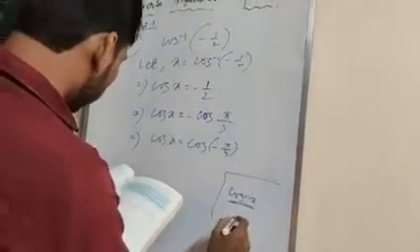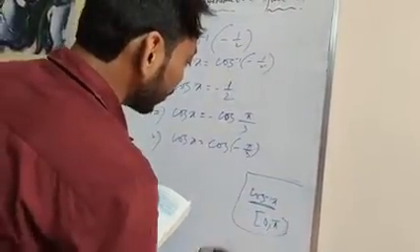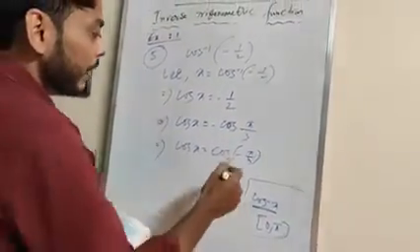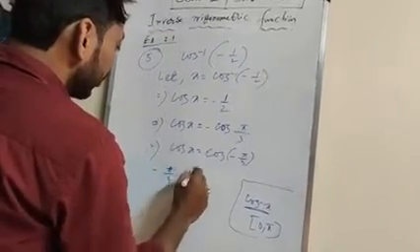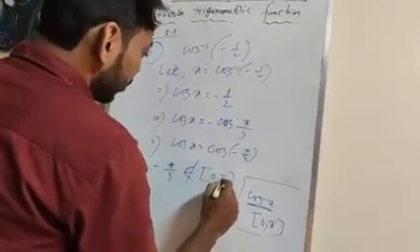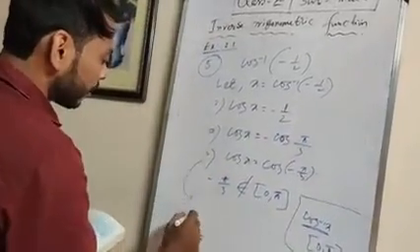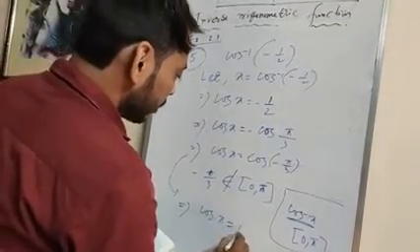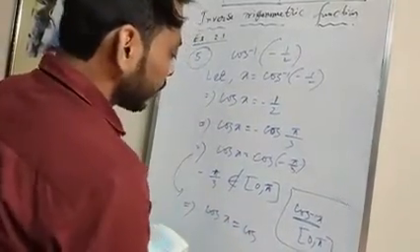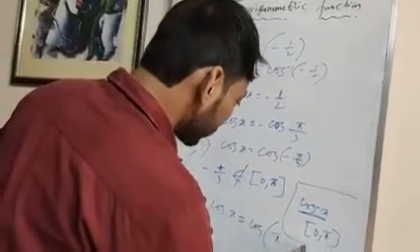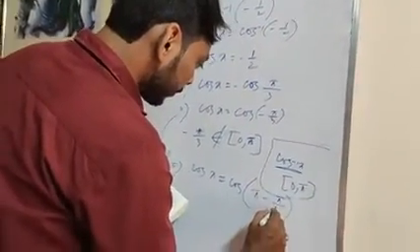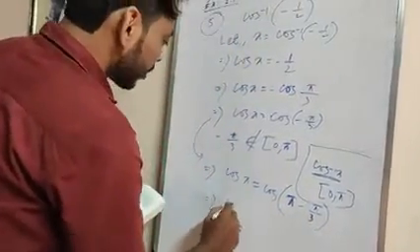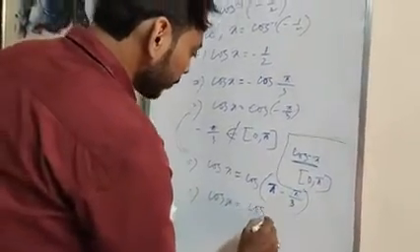the range of cos inverse x is the closed interval 0, pi. So it must belong to the closed interval 0, pi. But here you can see minus pi by 3 does not belong to this range. Okay, that's why you have to change here. What will be the modification here? The modification will be cos x equals cos of pi minus pi by 3. That means cos x equals cos of 2 pi by 3.